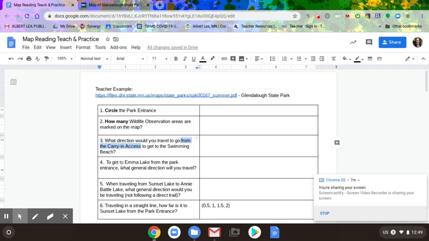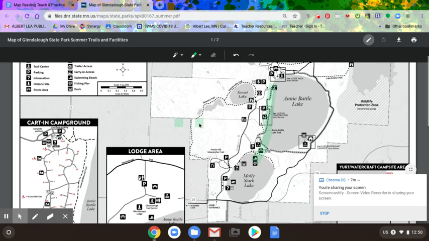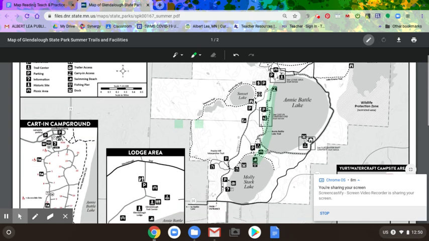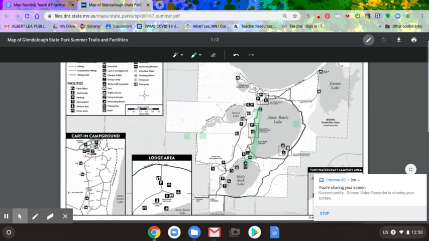All right, let's do another one here. We want to get to Emma Lake from the park entrance. So we're going to start at the park entrance and go towards Emma Lake. I'm going to back out just a little bit here because I lost my park entrance. Okay, and Emma Lake is way up over there. I'm going to go back out just a little bit more. There we go. Sorry.